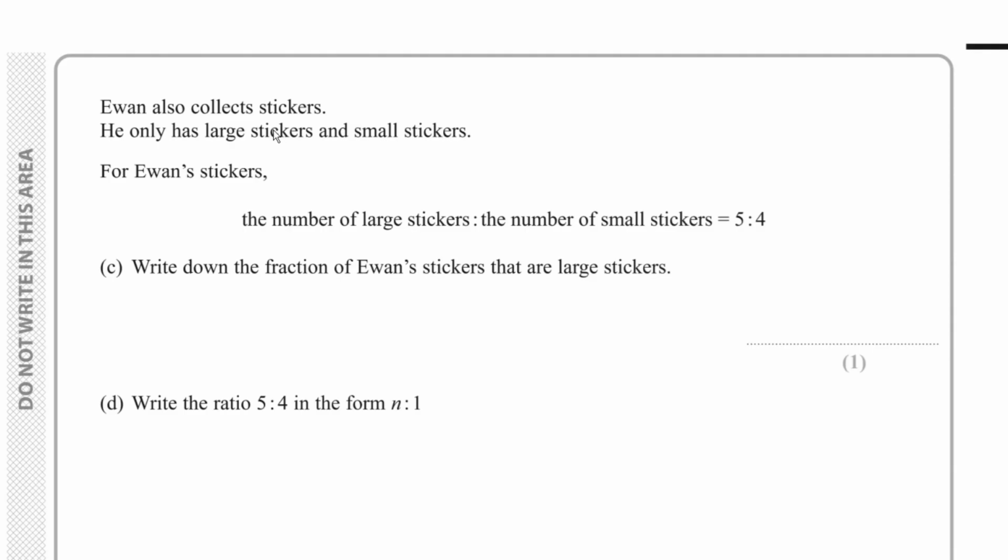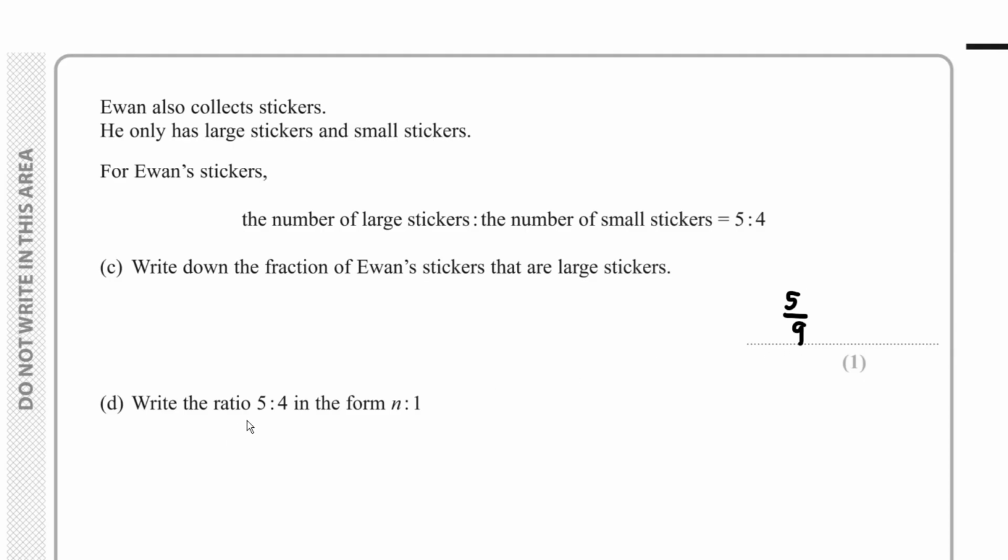Ed also collects stickers. He only has large stickers and small stickers. For Ed's stickers, the number of large stickers to the number of small stickers is equal to 5 to 4. We have to write down the fraction of Ed's stickers that are large stickers. Well, altogether 5 plus 4 is 9. And of those 9, 5 of them are large, so we have 5 ninths.